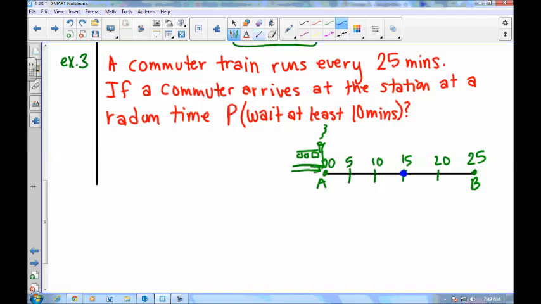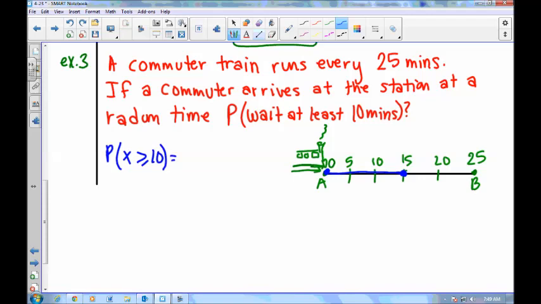How long are you going to wait at 14 minutes? 11 minutes. And at 10 minutes, you'd be waiting 15. So essentially, anything from train A taking off right at time 0 all the way to 15, will you be waiting at least 10 minutes? Yeah, either exactly 10 minutes or more. Okay, so there's our line segment.